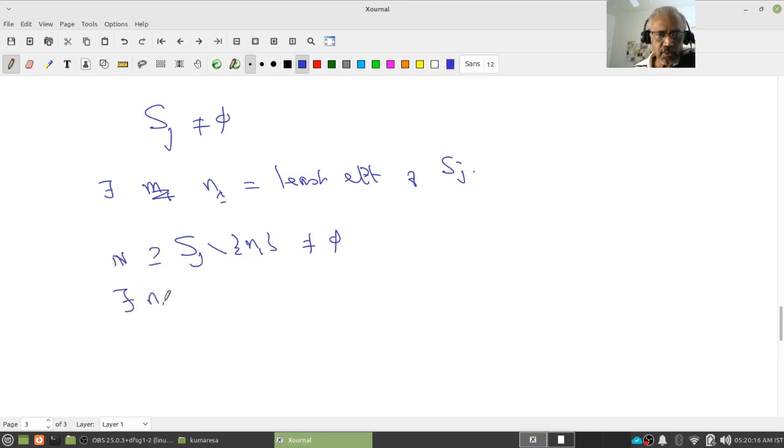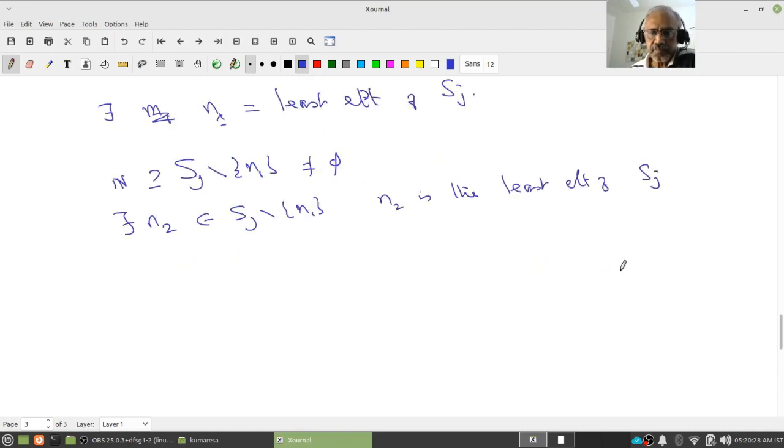Therefore there is an n2 in Sj minus n1, so that n2 is the least element of Sj minus n1, right? And what is the relation between n1 and n2? n1 is less than n2, because n1 is the least element of Sj and n2 was already there. Therefore I know n1 must be less than n2. You follow that? Right.